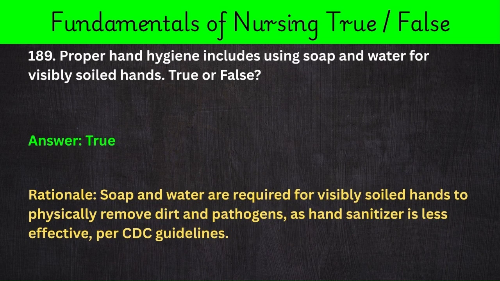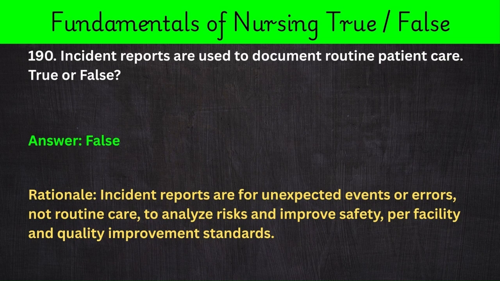189. Proper hand hygiene includes using soap and water for visibly soiled hands. True or false? Answer: true. Rationale: Soap and water are required for visibly soiled hands to physically remove dirt and pathogens, as hand sanitizer is less effective, per CDC guidelines.